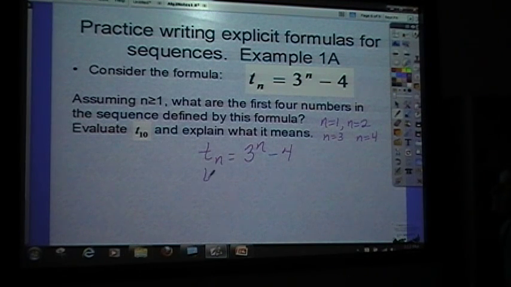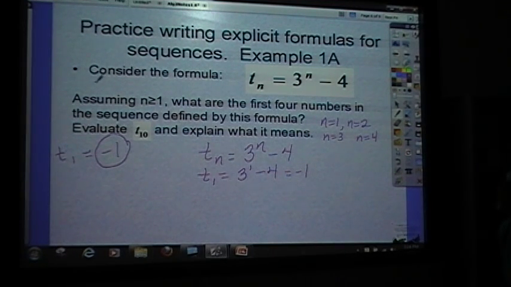We want to know what the values are. So we're going to plug in a bunch of things here. T sub 1 will be the first term. Plug in n is 1. 3 to the first minus 4. 3 to the first is 3, minus 4 is negative 1. The first term is negative 1. Now some people might be crying foul here. You're like, wait, you said you can't have negative terms. I can't have a negative term number, but I can have a negative value for that term.